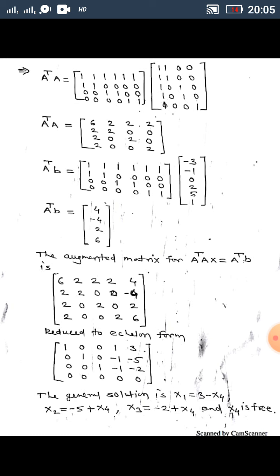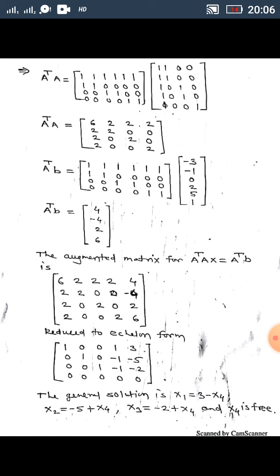Now see here, it is very difficult to find. This is a 4 by 4 matrix, so it is difficult to take the inverse of 4 rows 4 columns. We know only up to 3 rows 3 columns, so we can apply the echelon form here. Now A transpose A we write here: 6 2 2 2 2 2 0 0 2 0 2 0 2 0 0 2. Now the A transpose B also we have written, because this is a non-homogeneous system of equations. So 4 minus 4 2 6 also I have written. Now here I have not put the bar, just understand that.